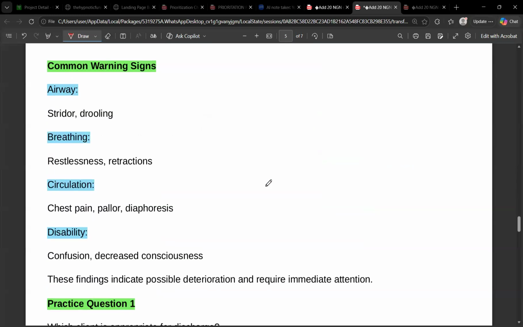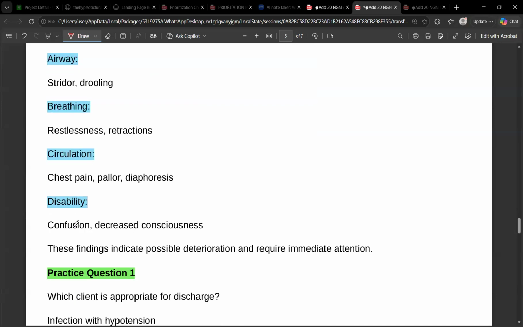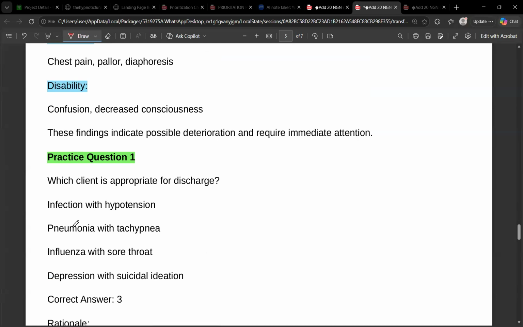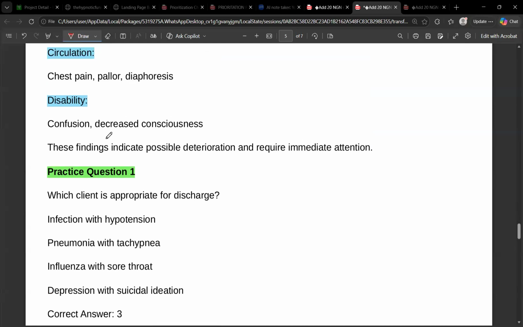I have already said the warning signs with ABC: stridor, restlessness, retractions for breathing; chest pain, pallor, diaphoresis for circulation; confusion, decreased consciousness for disability. If all these are intact, then we can look for the next need assessment, that is Maslow's hierarchy of needs. That means to prioritize. For example, see the question.